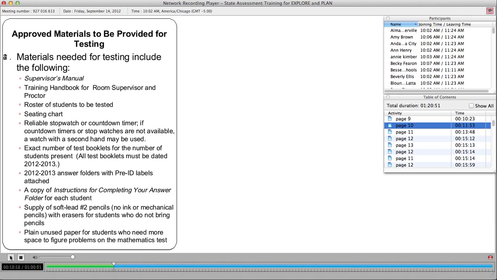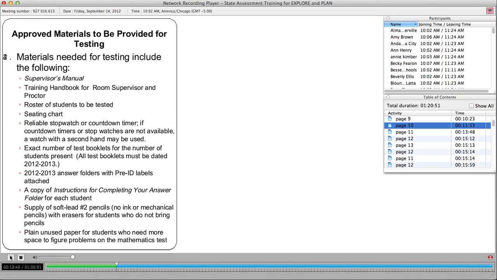Okay, the next section is approved materials to be provided for testing, and those are listed for you. I think they're all pretty clear. One thing that you don't always have to have for some tests: the graduation exam is not timed, so these are not necessary for the graduation exam, but for any state testing, you would need a reliable stopwatch or countdown timer, and if those are not available, a watch with a second hand may be used.